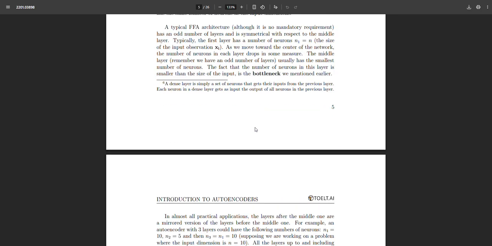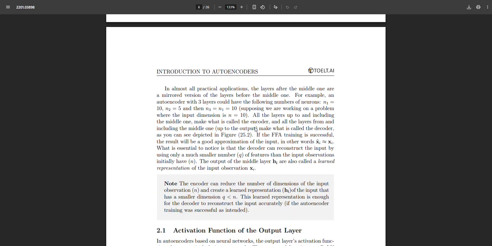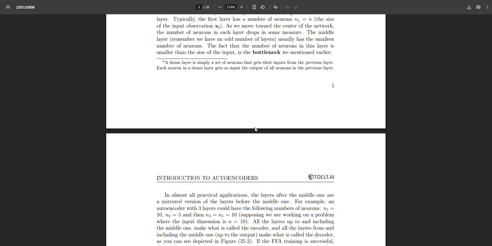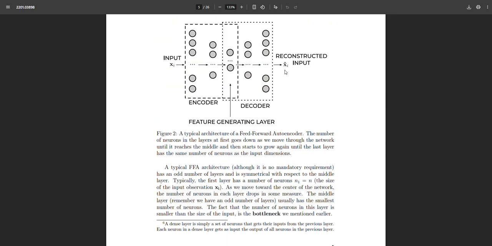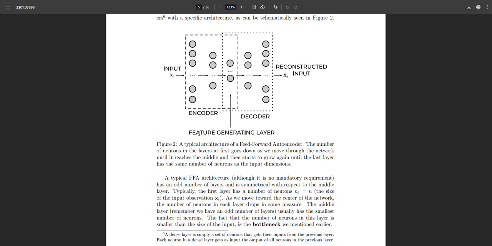So if the FFA training is successful, the output xi prime or xi bar will be a good approximation of the input xi. The essential takeaway is this: the decoder can successfully reconstruct the high dimensional input using only a much smaller number of learned features from a latent representation Hi instead of the original n features. This learned representation is the entire purpose of our autoencoders.